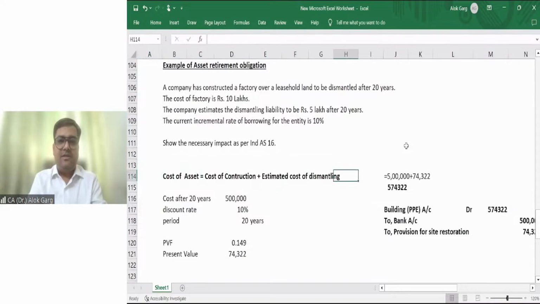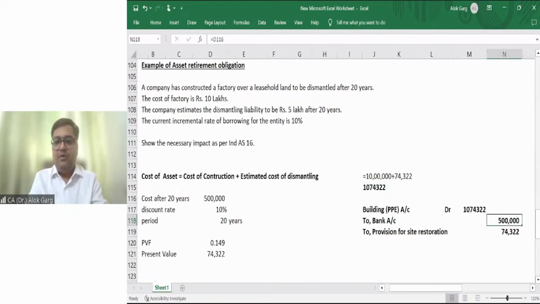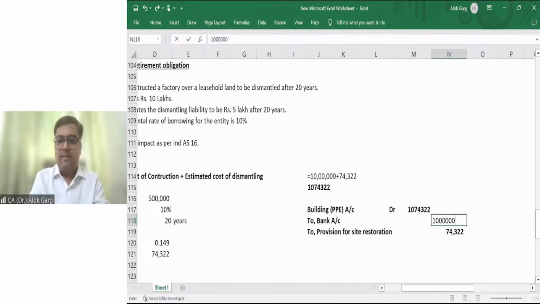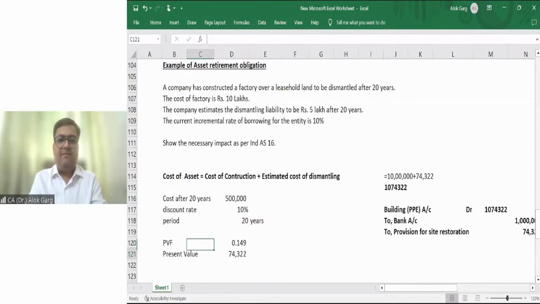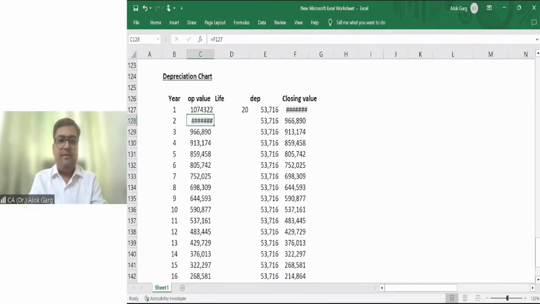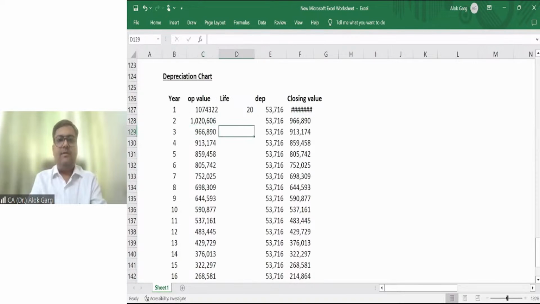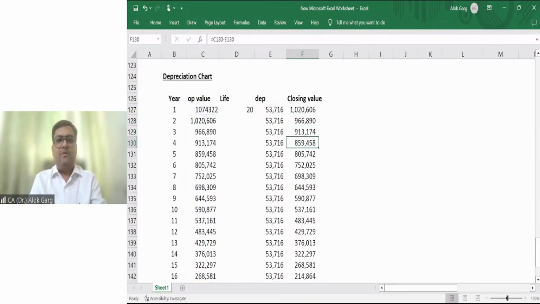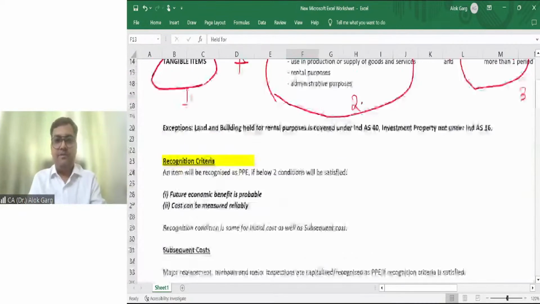Sorry, I have just done something wrong. The cost of the factory was 10 lakh, not 5 lakh, in this question. So it should be 10 lakh here. And it should be 10 lakh 74,322. Bank is 10 lakh, right? And this cost was 5 lakh after 20 years. So it will come like this, right? This is what it is.